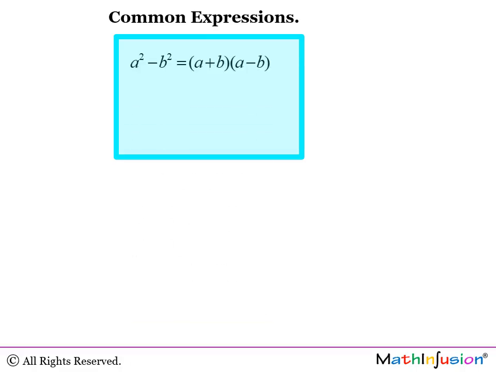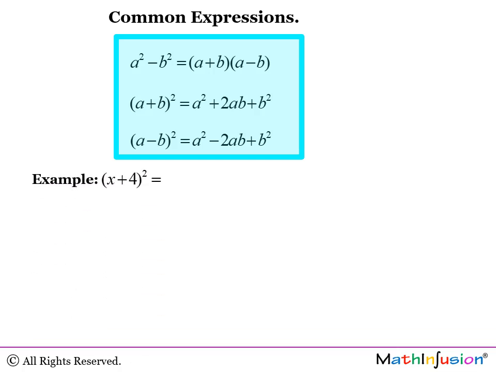Common expressions. When you go to calculus, you really have to know those three expressions. x to the power of 2 minus b to the power of 2 equals a plus b times a minus b. a plus b to the power of 2 equals a to the power of 2 plus 2ab plus b to the power of 2. And a minus b to the power of 2 equals a to the power of 2 minus 2ab plus b to the power of 2.